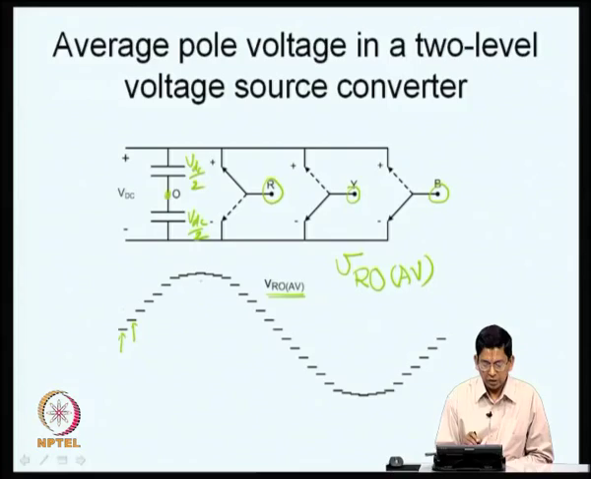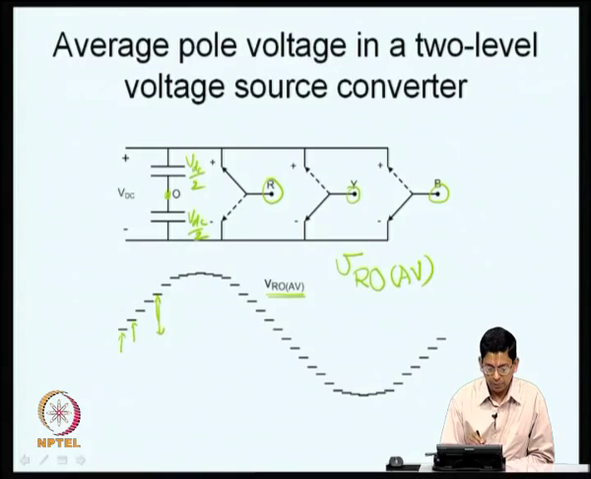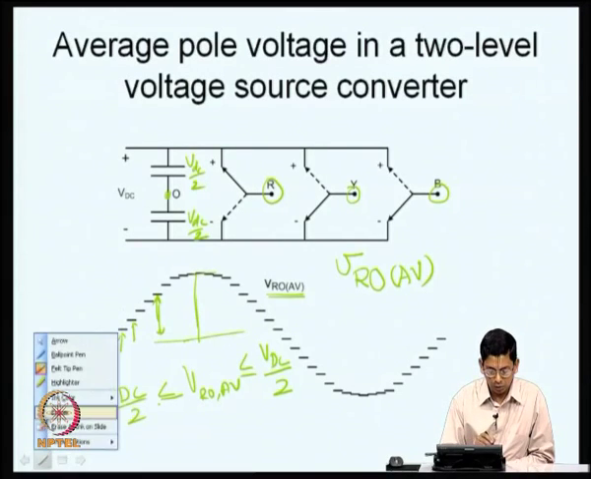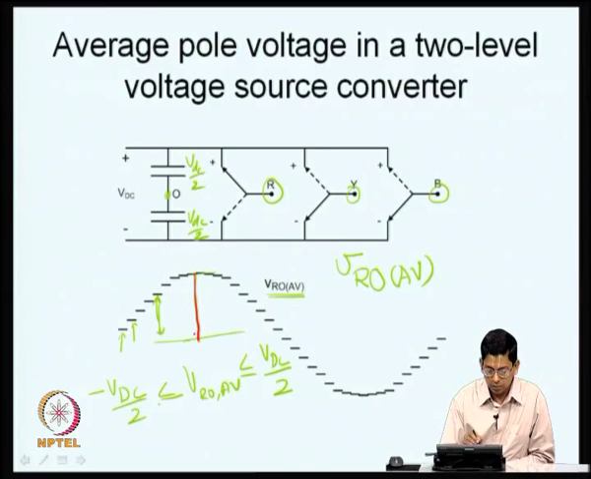You look at this voltage now, let me say this value from 0, this is the average voltage. This average voltage, VRO average, can be anywhere between minus VDC by 2 and plus VDC by 2. So, if I look at this, what is the highest voltage that I can get here? Let me use red ink here. The highest value that I can have is VDC by 2. This is the highest possible value.